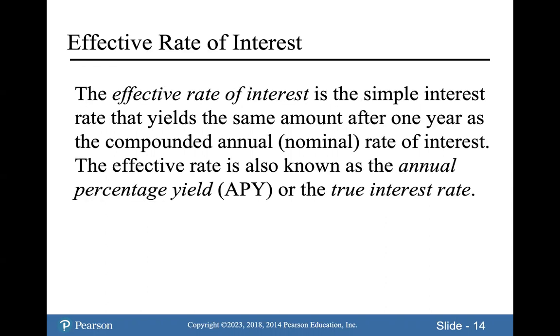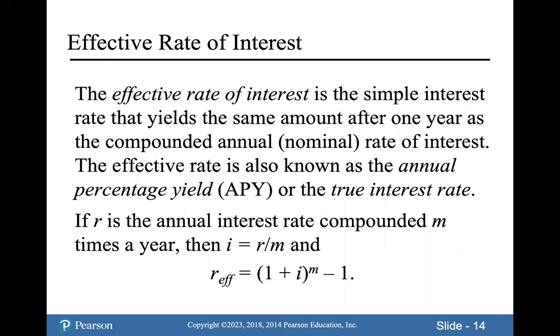And that brings us to effective rate of interest. The effective rate of interest is the simple interest rate that yields the same amount after 1 year as the compounded annual or nominal rate of interest. The effective rate is also known as the annual percentage yield, or APY, or the true interest rate. If R is the annual interest rate compounded M times a year, then remember that means that I is equal to R divided by M, which means that the effective interest rate would be 1 plus I to the power M minus 1.